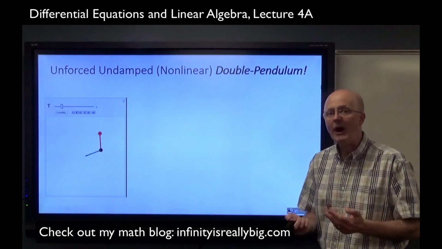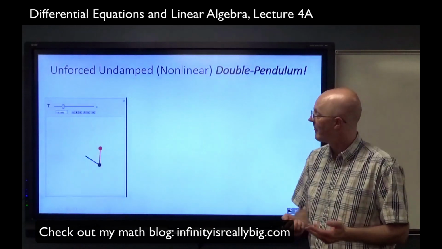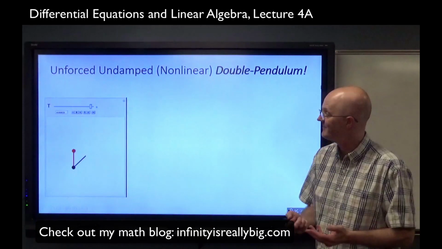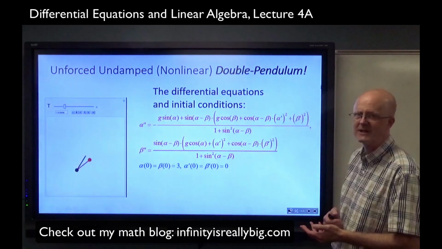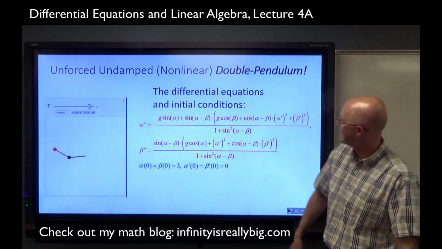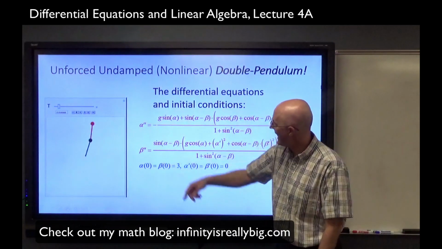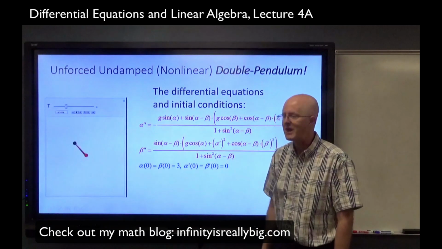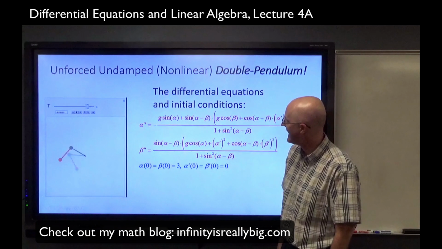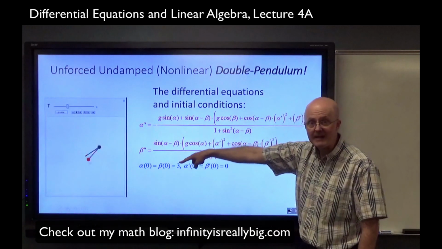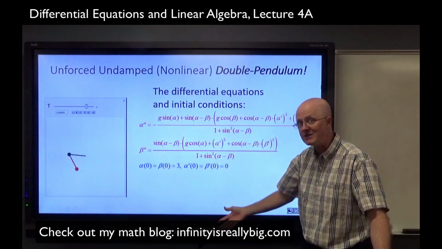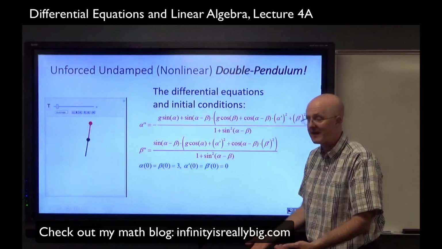The differential equations that describe this motion are insanely complicated. You want to see them? Here they are in all their glory, or should I say gory. Alpha and beta are the two angles. I'm not specifying which angle is which for the red and the black penduli. Alpha double prime and beta double prime then are angular accelerations. Those would be in, say, radians per second squared.